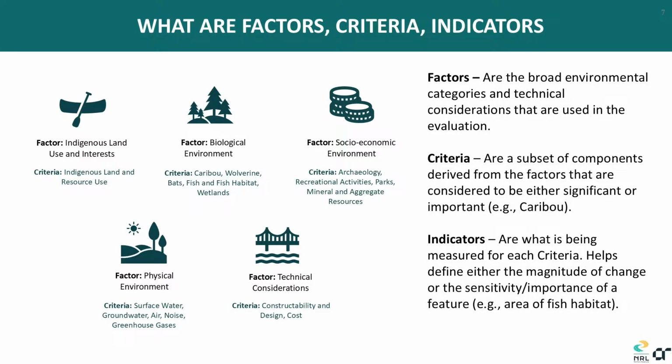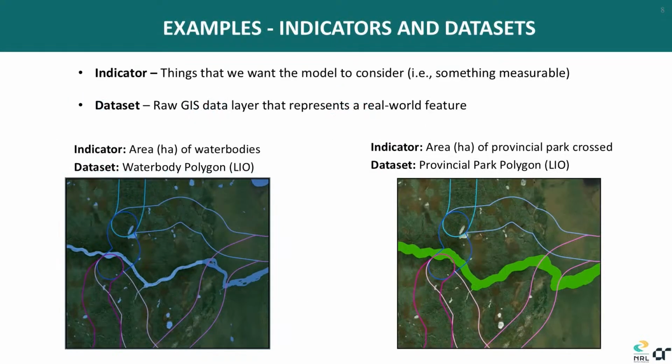Then there's another factor, and just to give you another example, there's the physical environment. Criteria would be surface water, groundwater, air, noise, greenhouse gases, and then within that, you'd have indicators that could be the chemical composition of that surface water, the concentrations of the amount of each chemical or certain group of chemicals in the water, for example, whether it's surface water or groundwater.